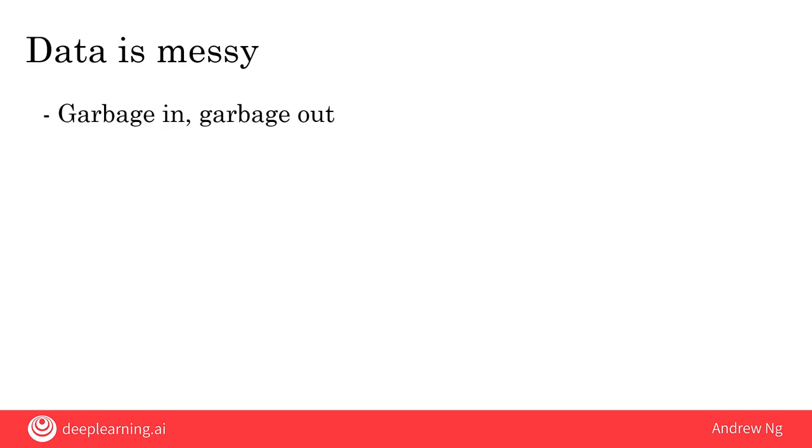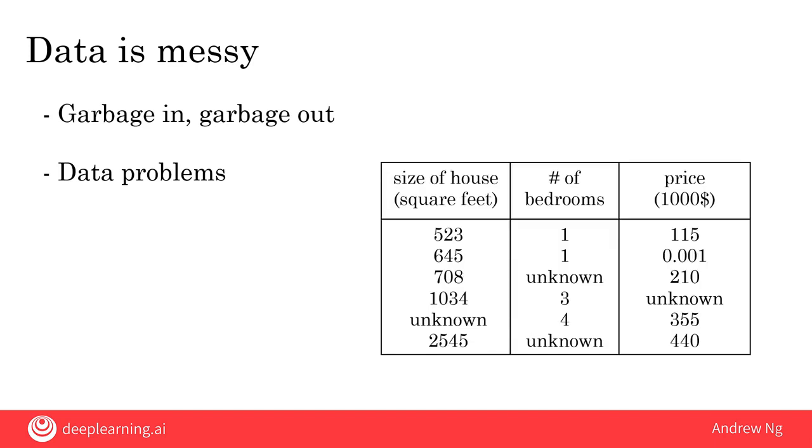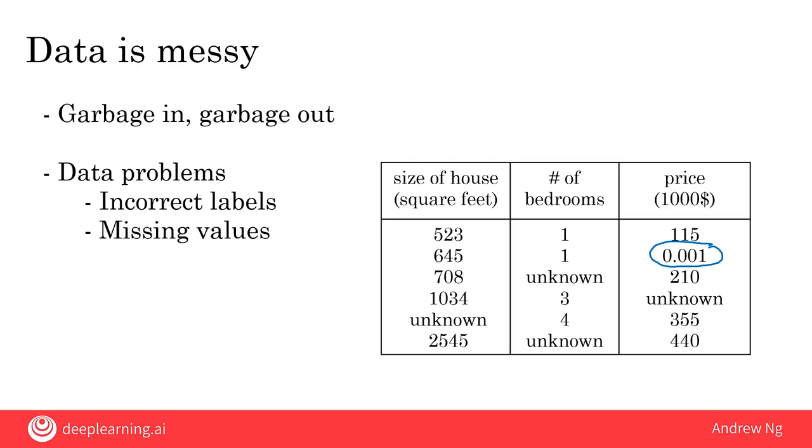Finally, data is messy. You may have heard the phrase "garbage in, garbage out," and if you have bad data, then the AI will learn inaccurate things. Here are some examples of data problems. Let's say you have this data set of size of houses, number of bedrooms, and the price. You can have incorrect labels or just incorrect data. For example, this house is probably not going to sell for $0.001 thousand, just $1. Or data can also have missing values, such as we have here a whole bunch of unknown values. And so your AI team will need to figure out how to clean up the data or how to deal with these incorrect labels and/or missing values.